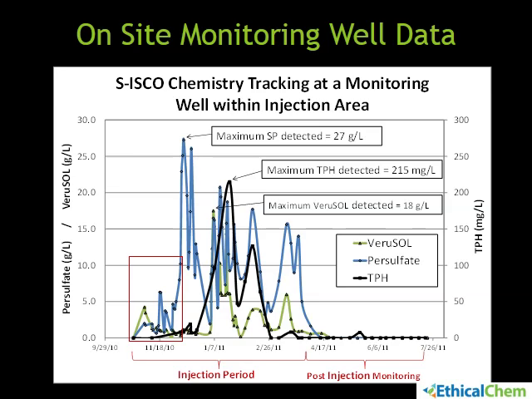Toward the middle of the injection period, emulsification is occurring, as shown by the increase in TPH, and, importantly, surfactant and oxidant are both still present simultaneously in this well. Toward the end of the injection period, aqueous TPH has been oxidized and is no longer present. The oxidant and surfactant are still present simultaneously in this well. The presence of surfactant, along with the absence of TPH, indicates the soil has effectively been treated in this location. Post-injection monitoring shows no presence of S-ISCO chemicals moving through this well.